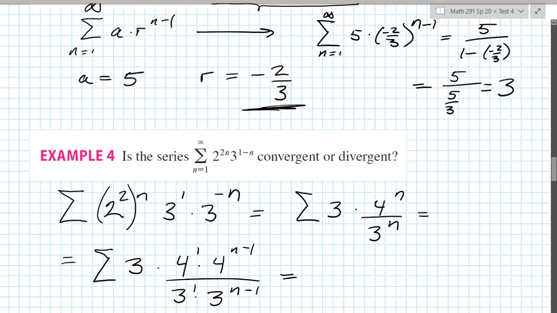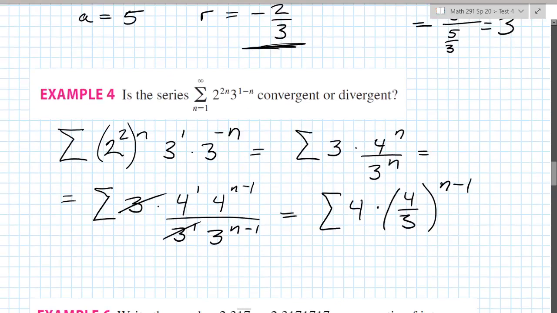So what does that give me? Now that's not a factorial, that's just multiplication. That gives me the sum of 4 times 4/3 to the n minus 1. We have a problem here. Our common ratio, r, is 4/3. 4/3 is greater than 1, so this diverges.